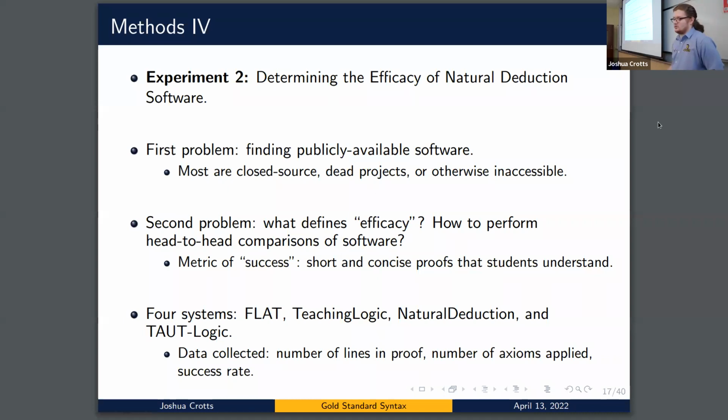So what did we collect? Well, we collected the number of lines in each proof, and we'll give a little more information about the actual proofs in a minute. We also collected the number of axioms used for a particular proof. If a system had 6 rules in its base set of axioms and it used 3, we would record that. And also whether or not it actually succeeded, so whether it was able to solve the proof or not.